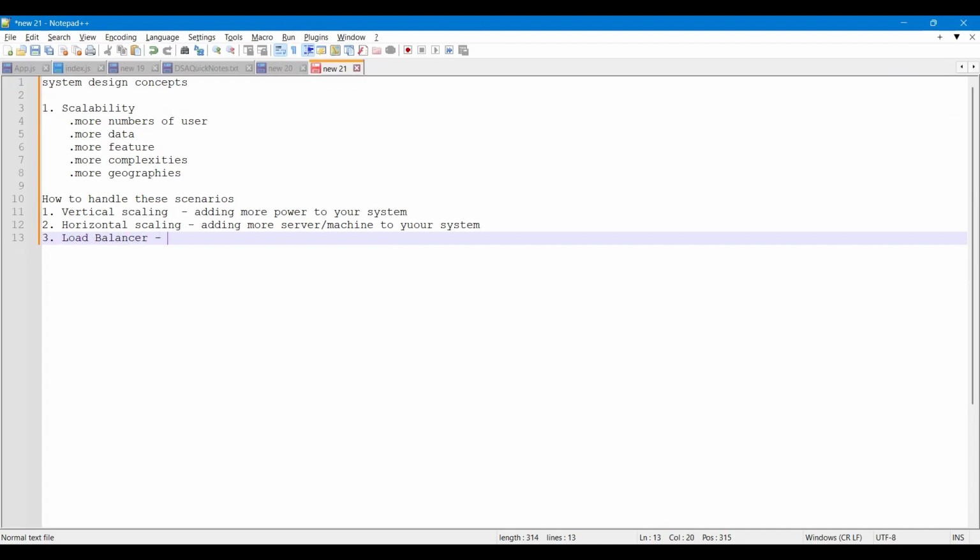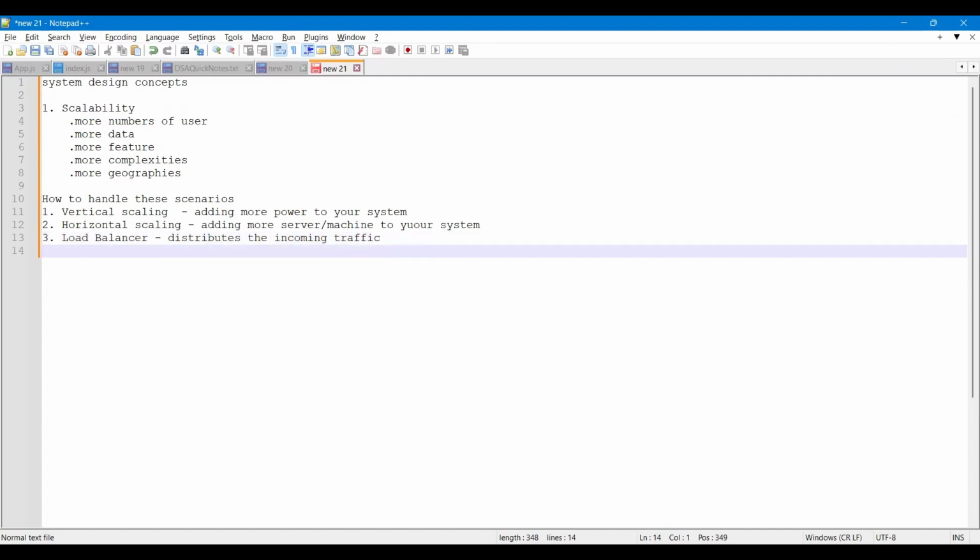Load balancer, what it does is it distributes the incoming traffic to different servers. Okay, this is the third concept that we need to take care of while we have this scalability thing.